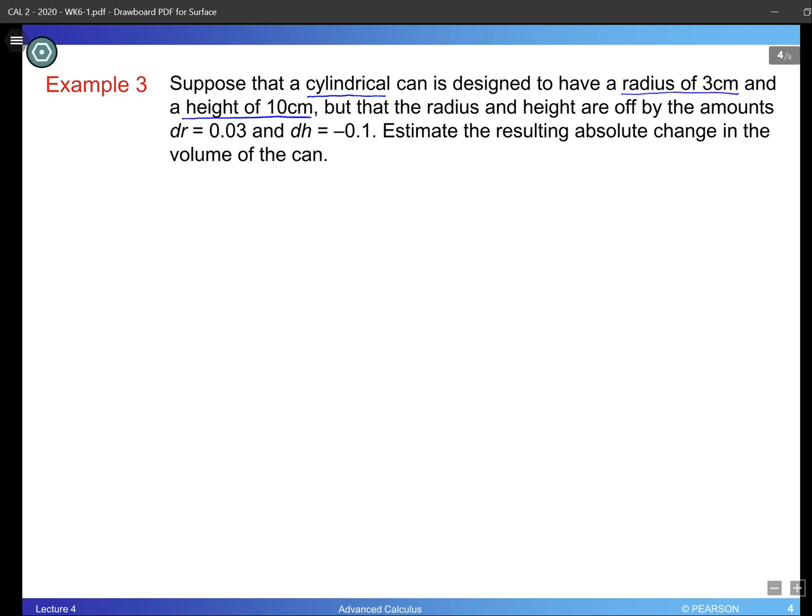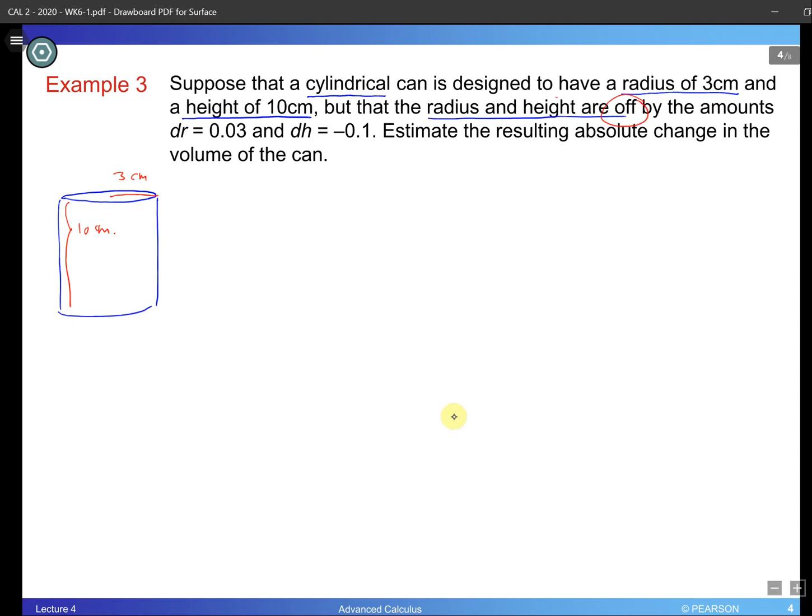Alright, so why don't we draw this cylinder right here? On this slide, we are looking at a can with a radius of 3 centimeters and a height of 10 centimeters. We want this design. But it turns out that after producing this can, there are errors going on. As you can see here, it says that the radius and the height are off. When they say off right here, it means that they are not the same as the design.